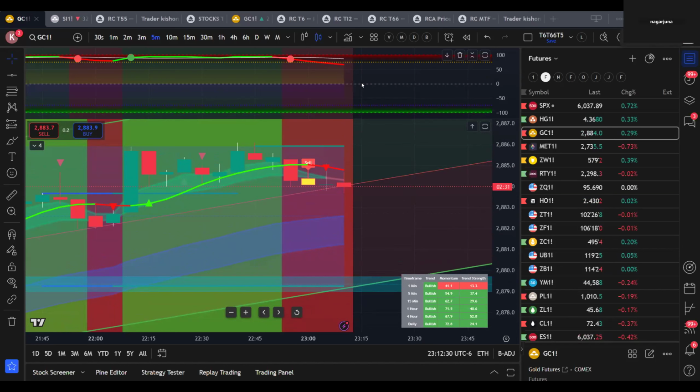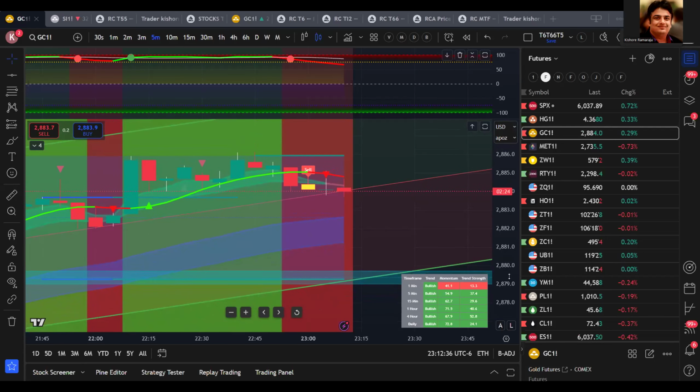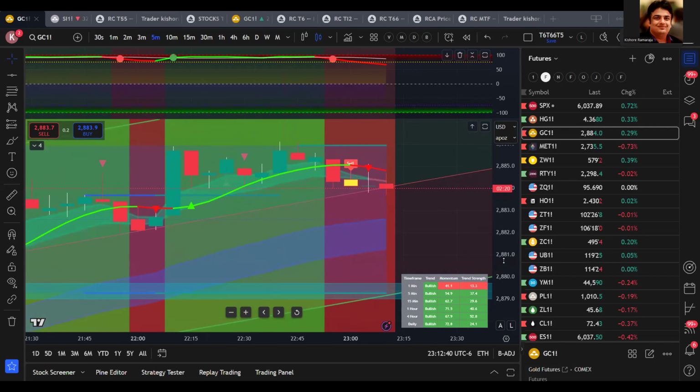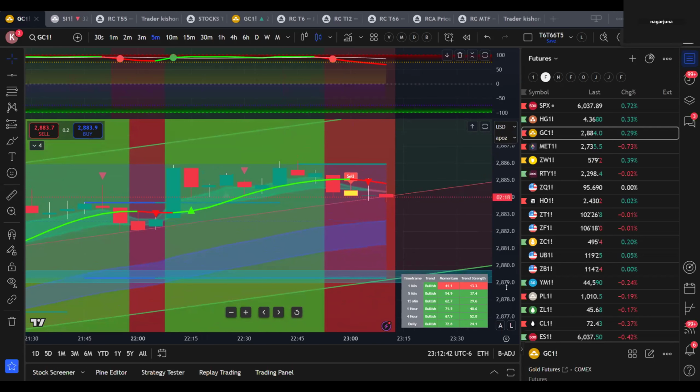One question I want to ask: do you guys offer this in India too? Can this be used in India too? Yes, irrespective of instrument type or country, you can use it for currencies, commodities, India stocks, India futures.